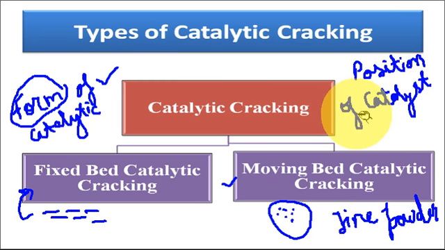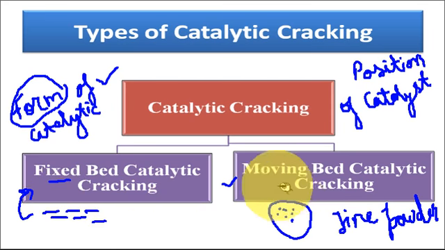If the position of the catalyst is fixed, then it is called fixed bed catalytic cracking. And if the catalyst is used in the form of a flowing liquid, then it is called moving bed catalytic cracking. So the main differences are, first, if the catalyst is used in the form of pellets and the position of the pellets is fixed, then it is called fixed bed catalytic cracking.